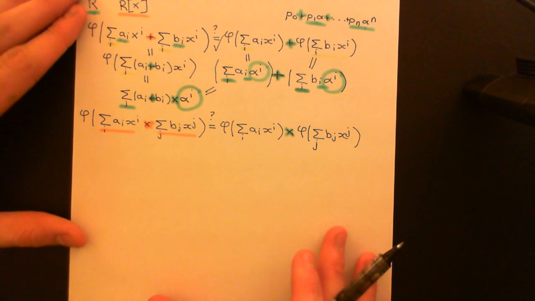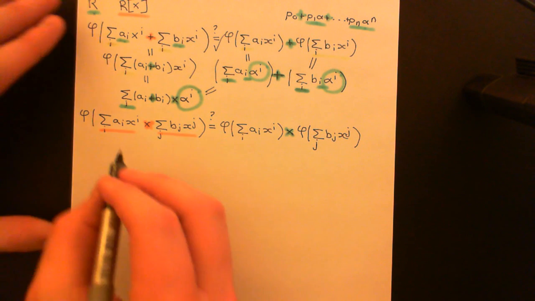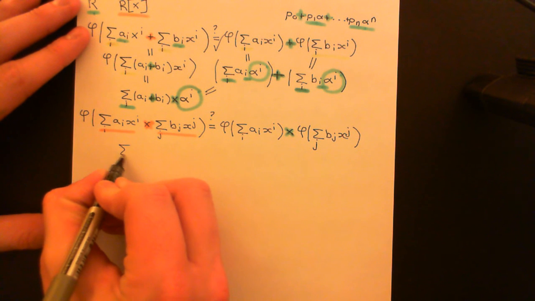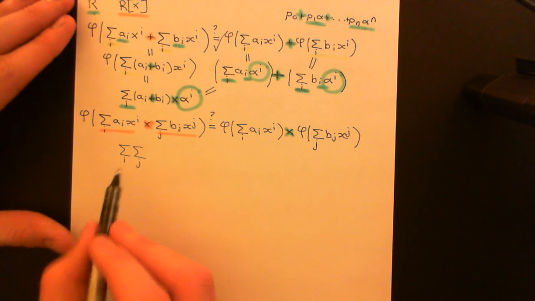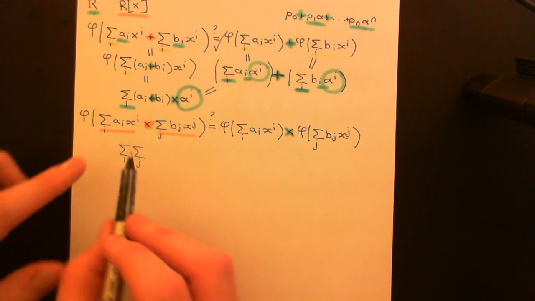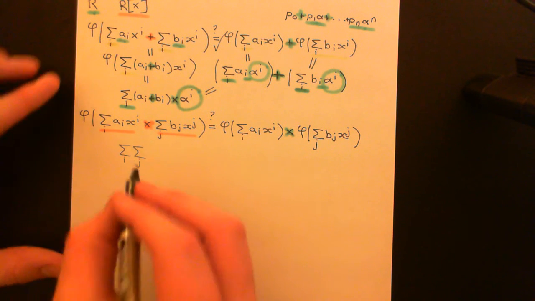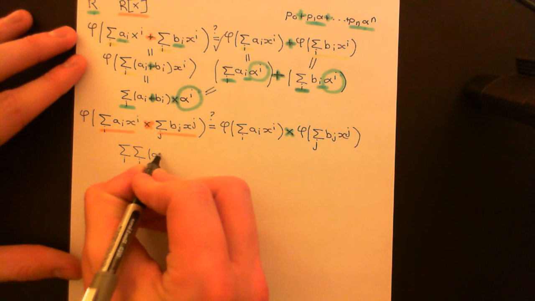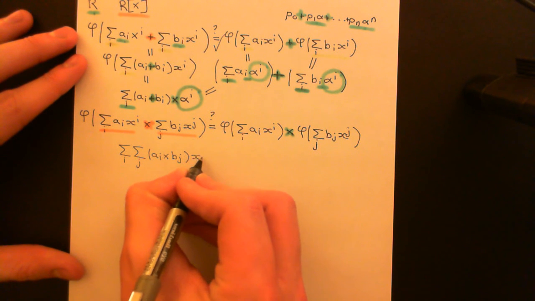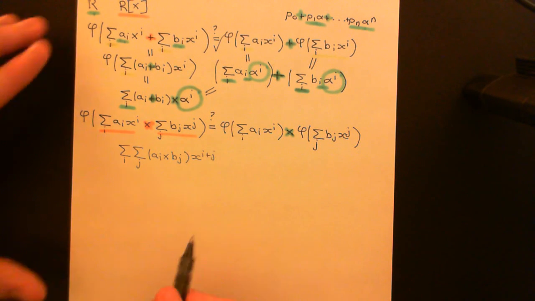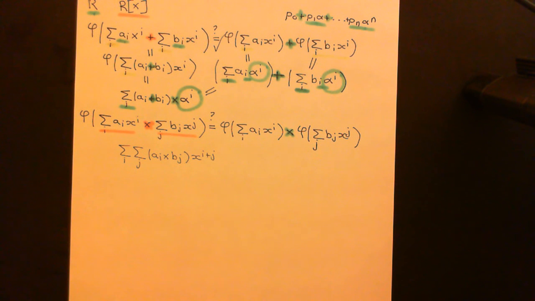So this will become the sum over i, the sum over j, and this is why we like to have different indexes for the two polynomials. And then it will be ai times bj, and then you'll have x to the i plus j. I do apologise, this pen is running out, so we will have a break here, an unforeseen break, whilst I get a new pen, and we'll continue this discussion in the next video.